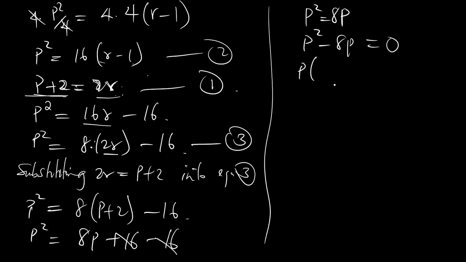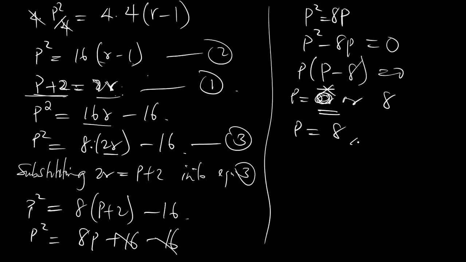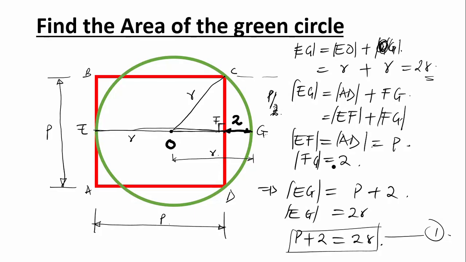So P is common, so factor it out. You have P bracket open P minus 8 equal to 0. So that means P is either equal to 0 or 8. So 0 cannot be a solution. 0 is out of it. So the real answer is P is equal to what? 8. So P is equal to 8. That is the length of the square.